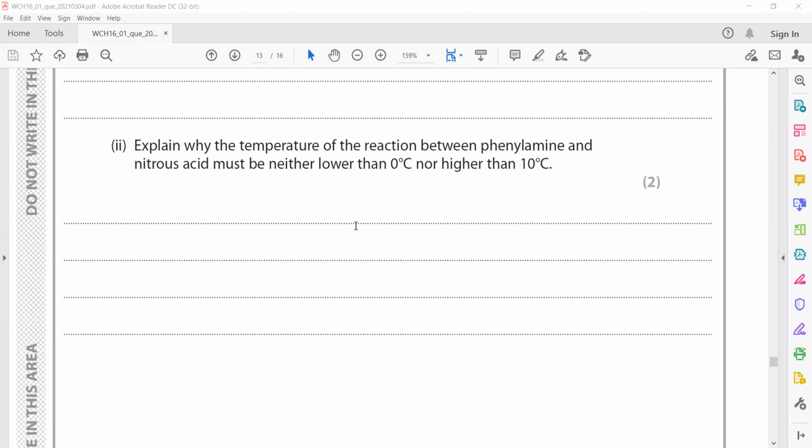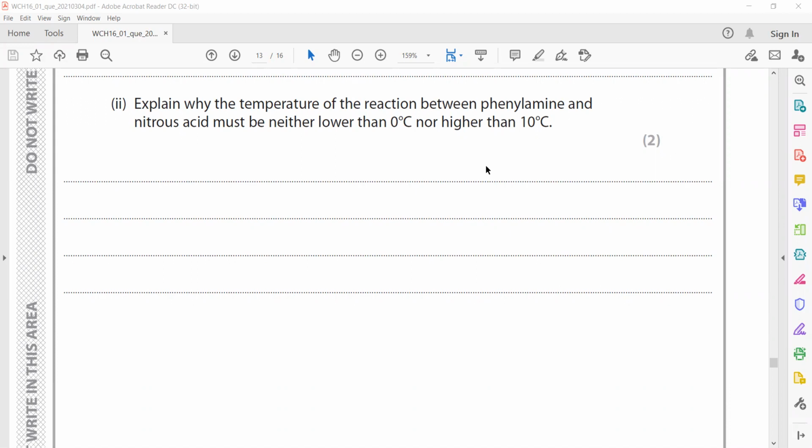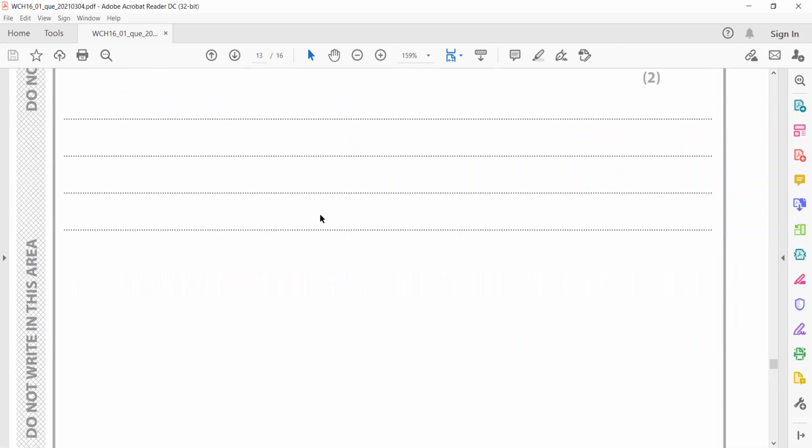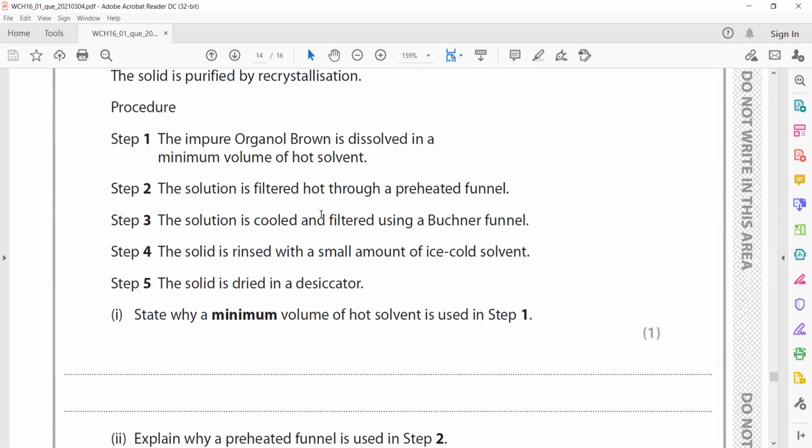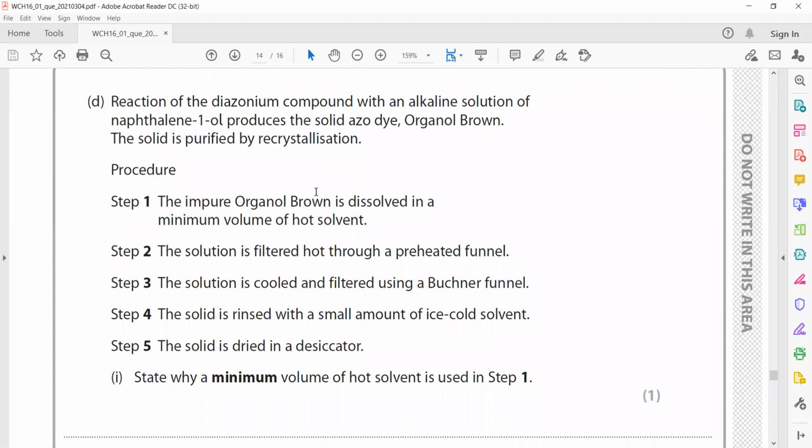Explain why the temperature, the same thing, is not below 0. The reaction will be very slow, and above 0 to 10 these compounds are not stable. These diazonium compounds can decompose, can react with water, or hydrolysis can occur. Reaction of diazonium compound with alkaline solution of naphthalene-1-ol produces a solid azo dye, an organol.